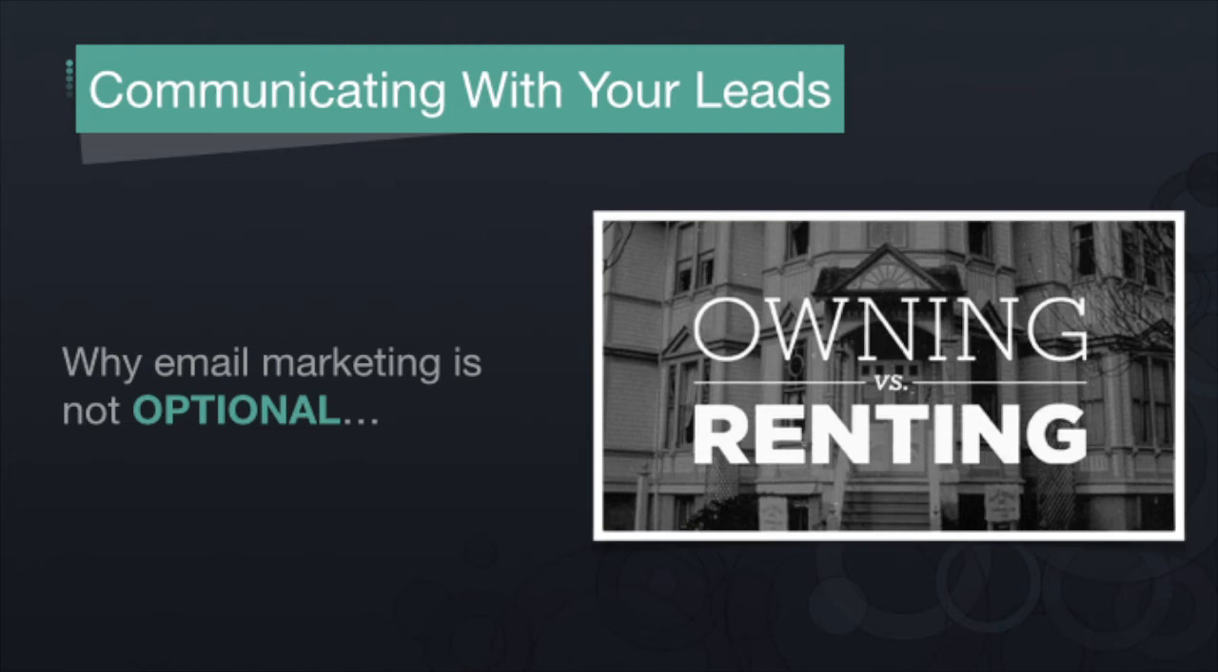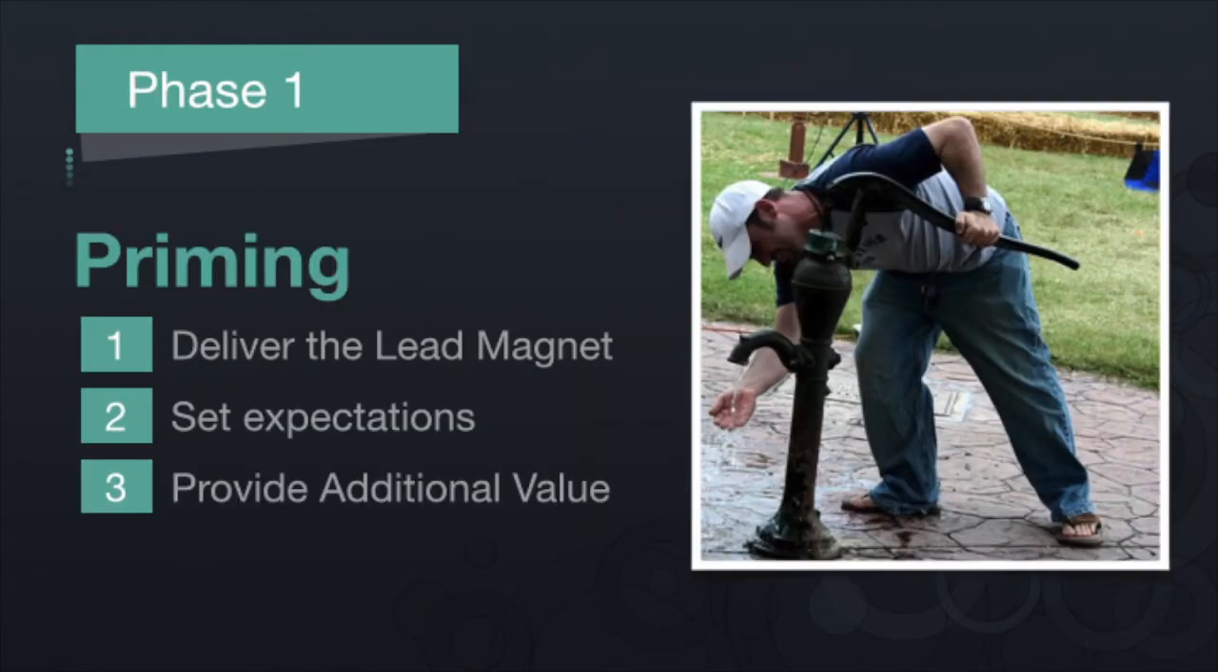Now, let's talk about the sequence of things you have to put together in this autoresponder, in your emails. Just to catch you up, somebody's opted in, and you've gotten their email address. Now the first thing you have to do is prime them. You want to deliver the lead magnet. You want to make sure they get whatever it is that you promised them. You want to set their expectations, and you want to provide additional value.